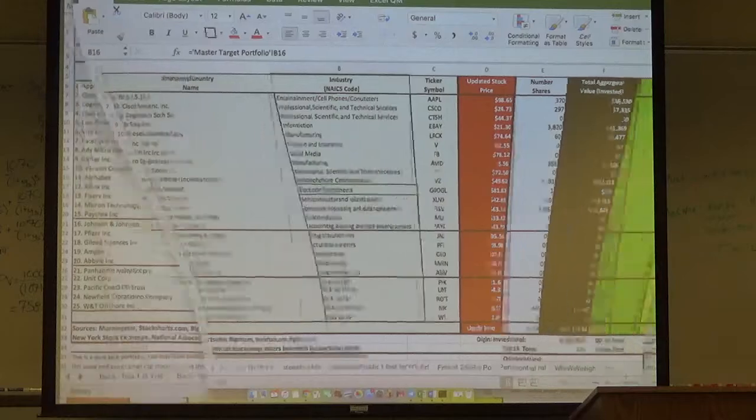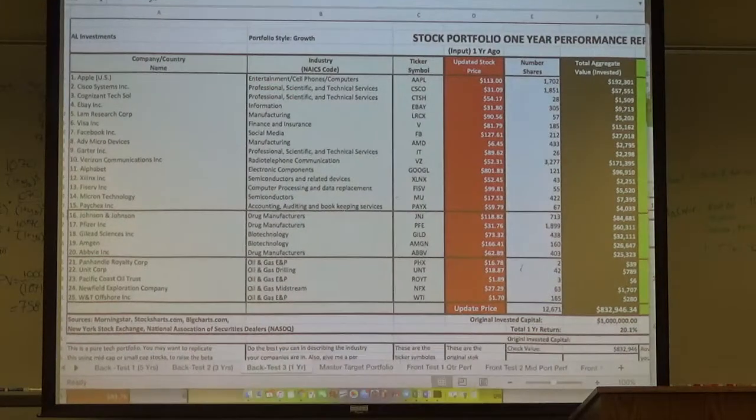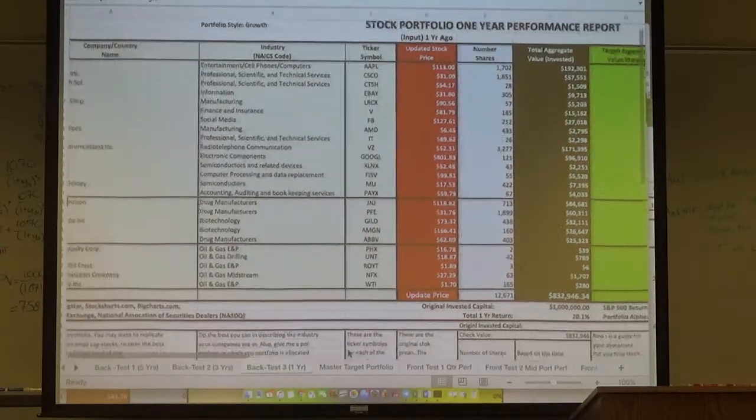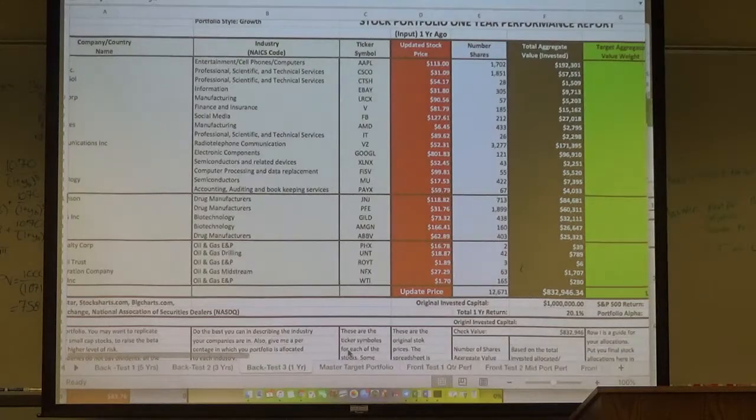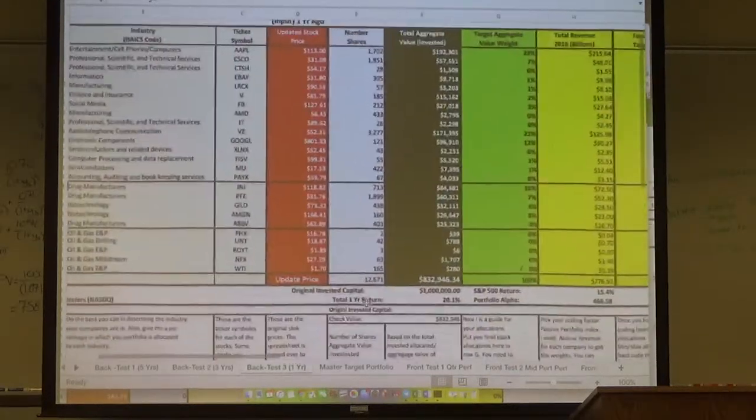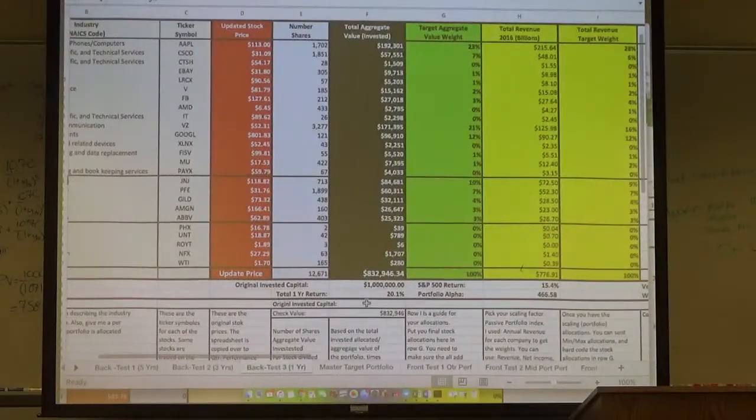For our passive, we had a 20.1% 1 year return. Here, hold on. So this is your static? Yeah. Let's do the forward test first. The difference so far this year? Oh yeah, well, we don't have the new prices. Okay, so let's just do the 1 year then. What was your return and your alpha? 20.1 as the return, and our alpha was 466.